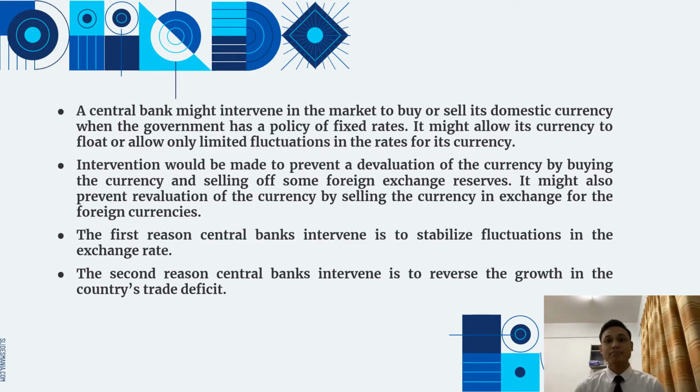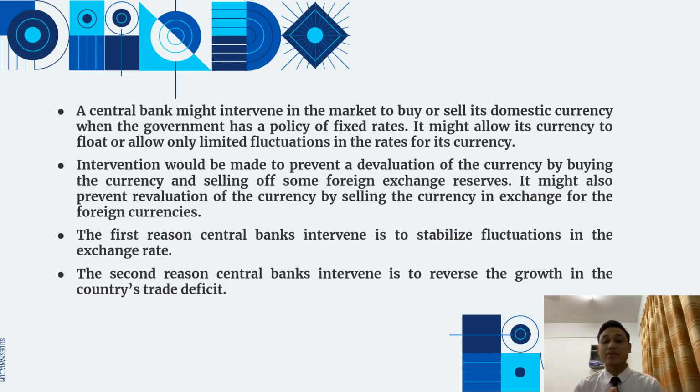A central bank might intervene in the market to buy or sell its domestic currency when the government has a policy of fixed rate. It might allow its currency to float or allow only limited fluctuation in the rate for its currency. When the government has a policy of fixed exchange rate, intervention would be made to prevent a devaluation of the currency by buying the currency and selling off some foreign exchange reserve. It might also prevent revaluation of the currency by selling the currency in exchange for the foreign currency.